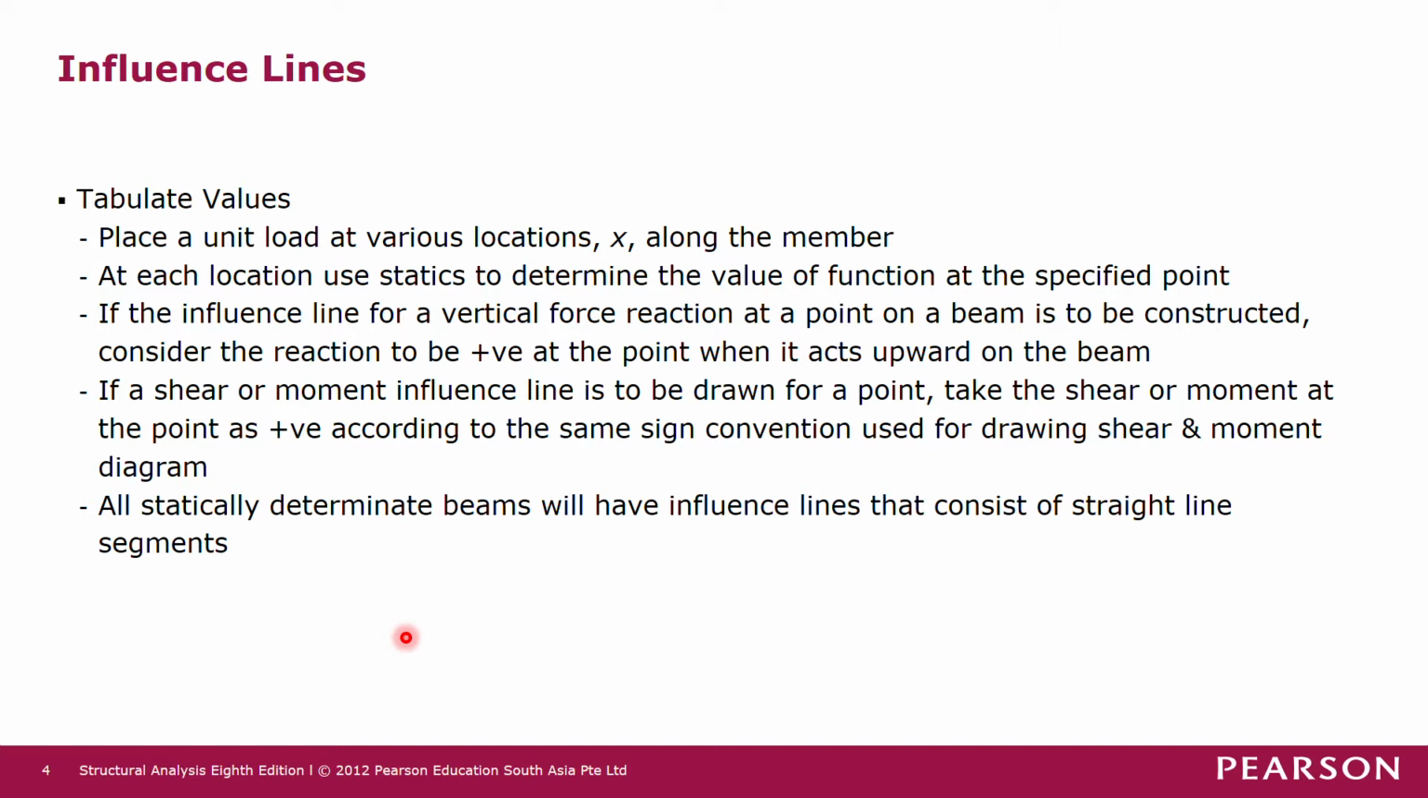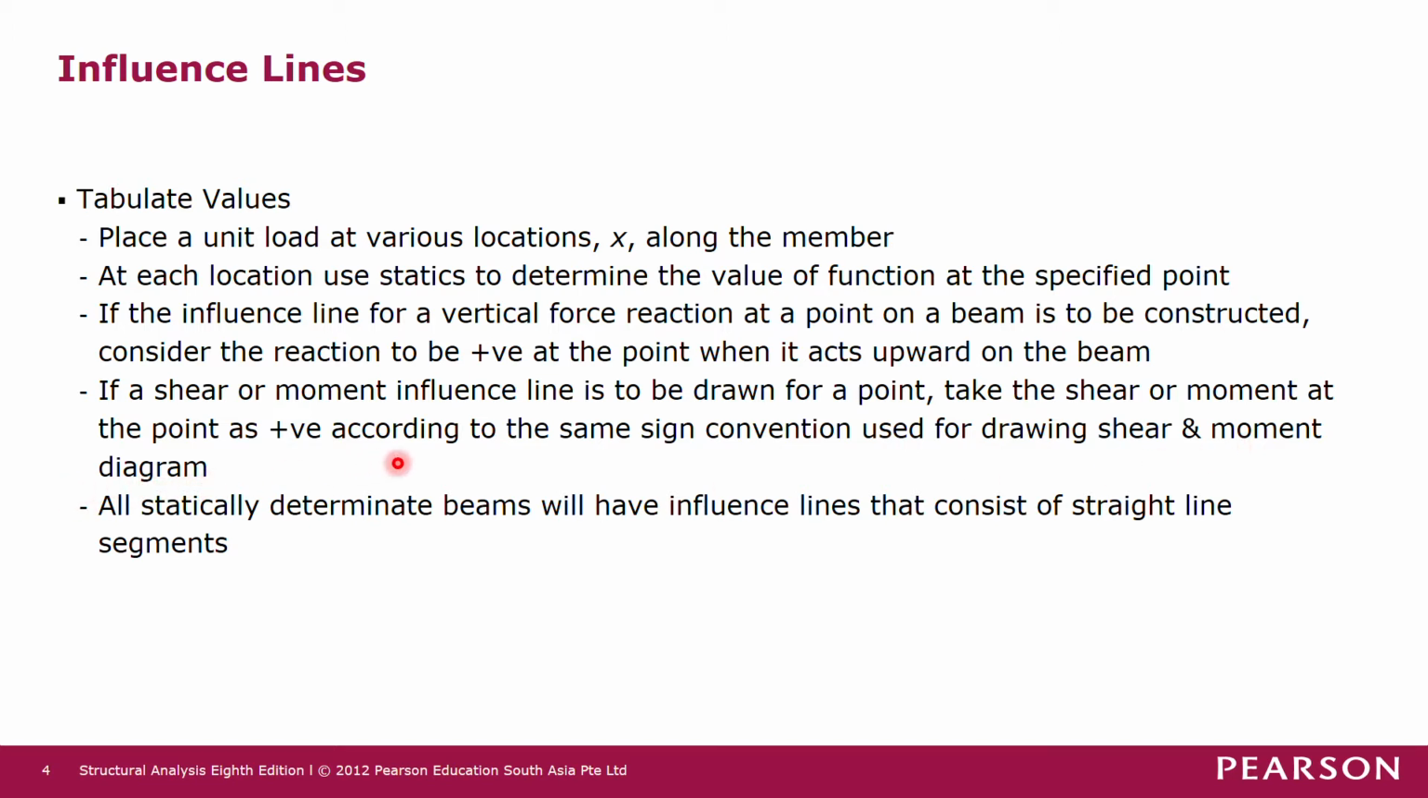If the influence line of a vertical force reaction at a point on a beam is to be constructed, consider the reaction to be positive at the point when it acts upward on the beam. So meaning that we take upward reaction as positive. If a shear or moment influence line is to be drawn for a point, take the shear or moment at the point as positive according to the same sign convention used for drawing shear and bending moment diagrams.